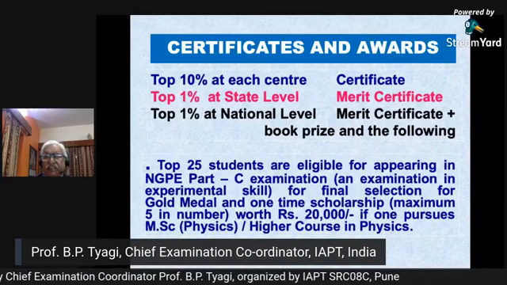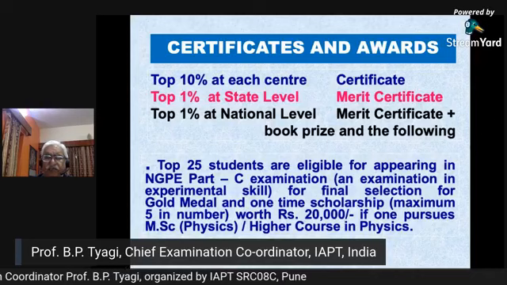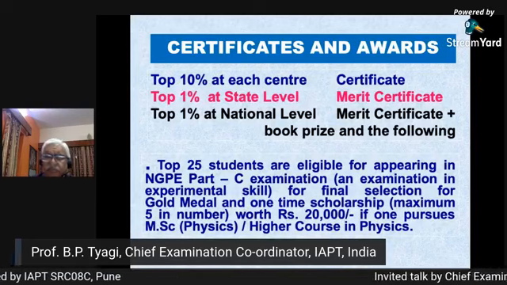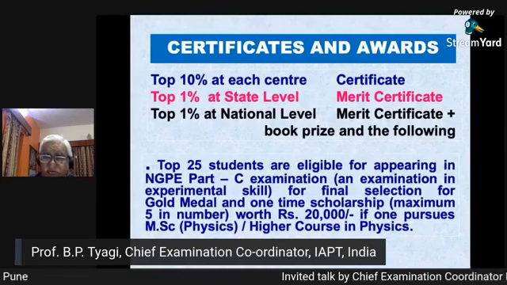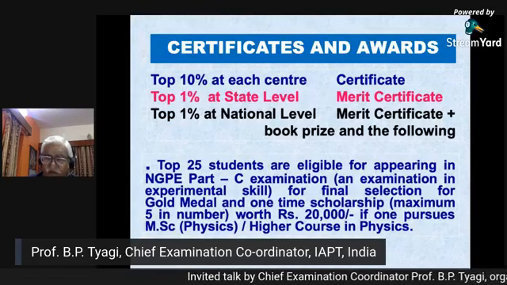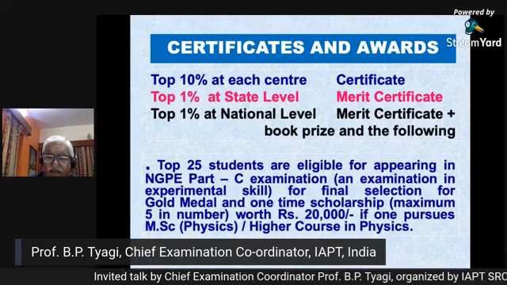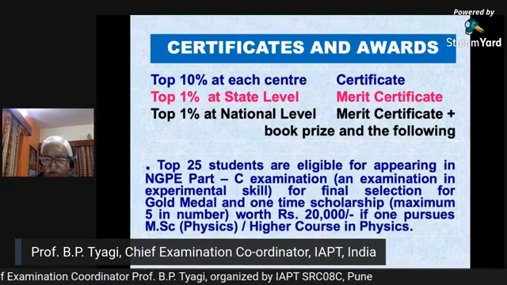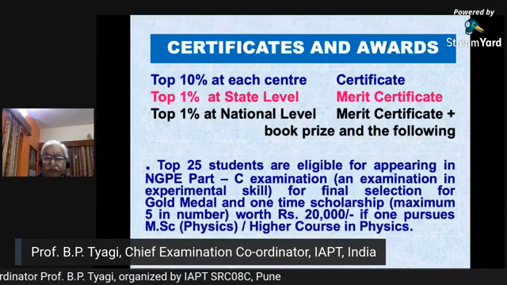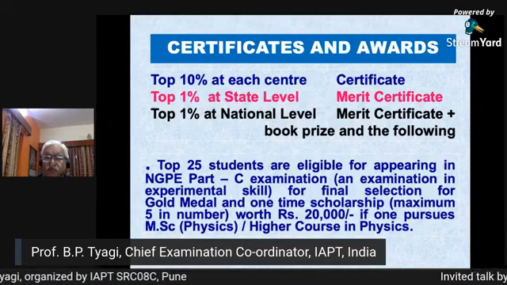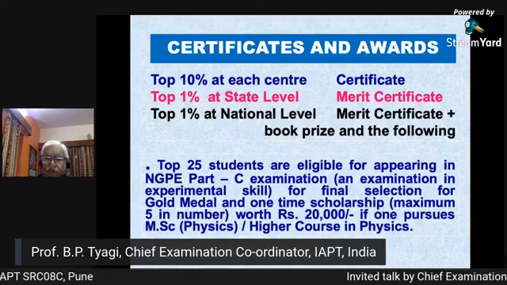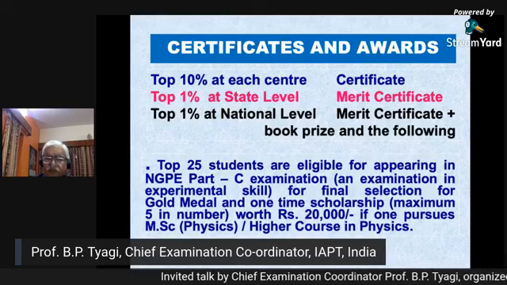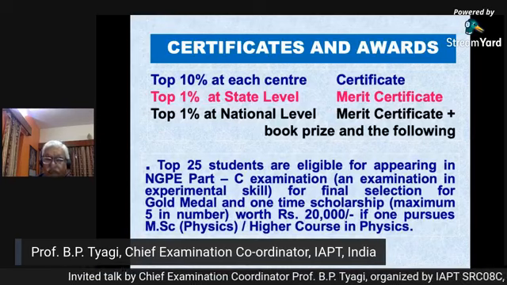NGPE Part C examination. That is an examination in experimental skill, where the experimental skill of the students is explored for the final selection of the gold medal and a one-time scholarship of rupees 20,000. Of course, here IAPT puts a condition that the student pursues his future career in physics, either he goes to MSc physics or takes a higher course in physics.